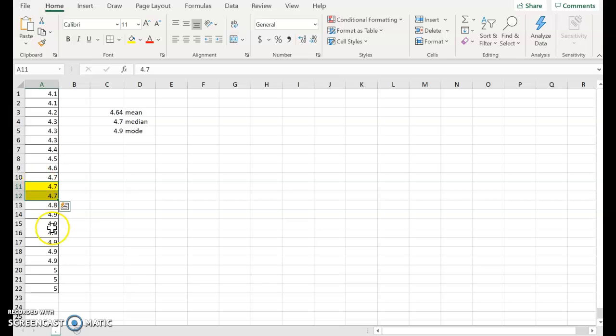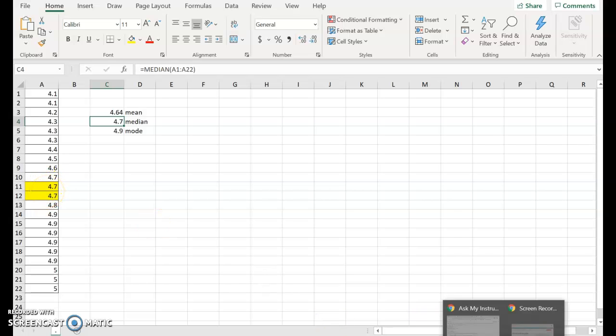So now we have 10 here, and then we have 10 here. If we take the average of these 2 middle numbers, well, they're the same, so the median would still be 4.7. So I just wanted to explain that if you were calculating the median by hand.